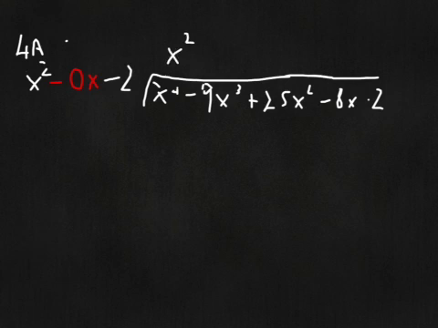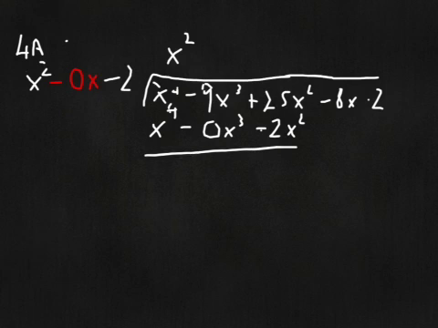Now we multiply these three things, 1, 2, 3, by x squared. x squared times x squared is x to the 4. x squared times 0x is 0x cubed. And x squared times minus 2 is minus 2x squared. Do the subtraction. x to the 4 minus x to the 4 is nothing. Minus 9x cubed minus 0x cubed is minus 9x cubed. Plus 25x squared minus 2x squared is plus 27x squared. And at this point bring down the minus 8x.